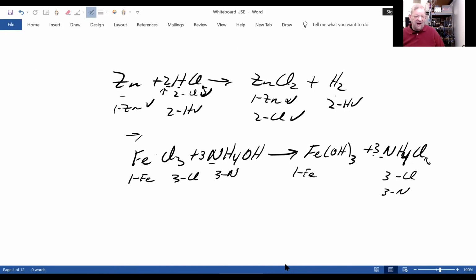Now I've done everything but oxygen and hydrogen. So I'll do going this way because I'm lazy. And I'll just say, oh, I've got 3 times 4, 12 hydrogen plus 3 times 1, 3 hydrogen equals 15 hydrogen. On this side, I have 1 times 3, 3 hydrogen plus 3 times 4, 12 hydrogen. Ooh, that adds up to 15 hydrogen. And I think I'm done. So how do I proceed?